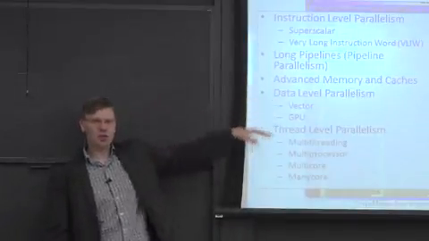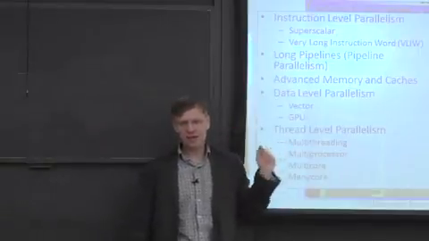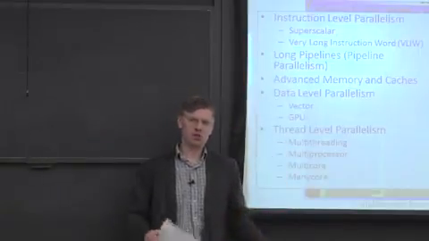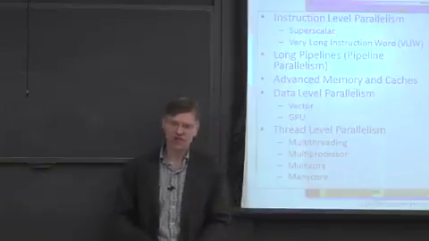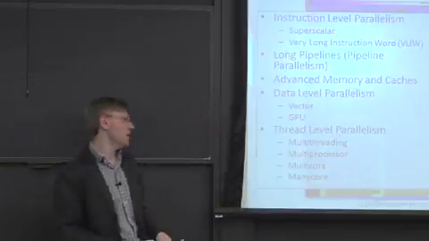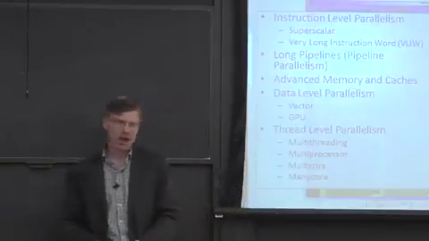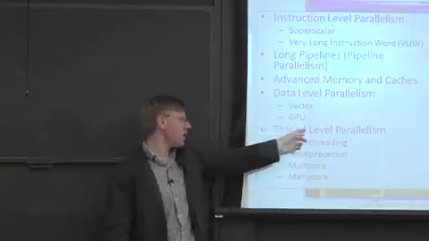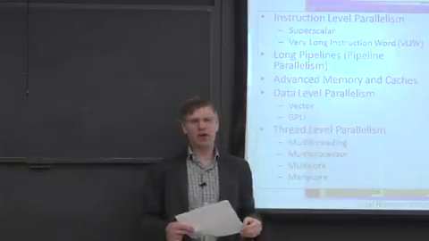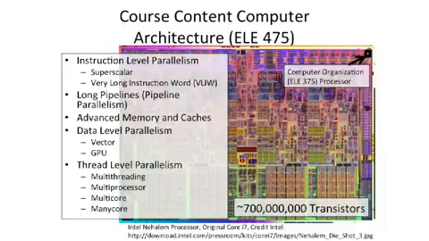Then, as the term goes on, we're going to be talking about data level parallelism. So this is more explicit levels of parallelism. These are things like vector computers and graphics processor units, or general purpose graphics processor units, GPGPUs. And at the end of the course, we're going to talk about explicit threaded parallelism and multi-threading. How do you build multi-processor systems? So this is multiple chip multiprocessor systems, multi-core and many-core systems, and how do you interconnect all these different processors?